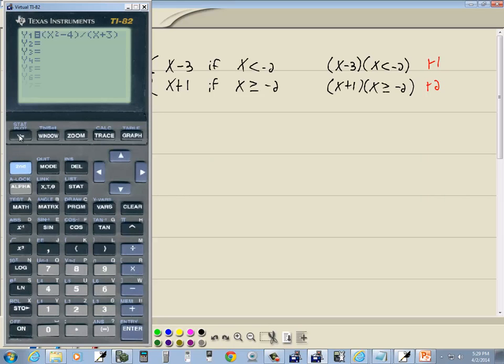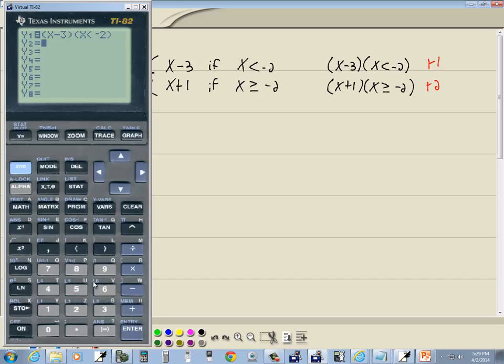So I'll go to my y equals, clear. I'll do a beginning parentheses, x minus 3, closing parentheses, beginning parentheses, x. We'll go into our test menu. So we do second math, and I'll choose less than, which is the fifth one, so I do 5, and then negative 2, and closing parentheses.